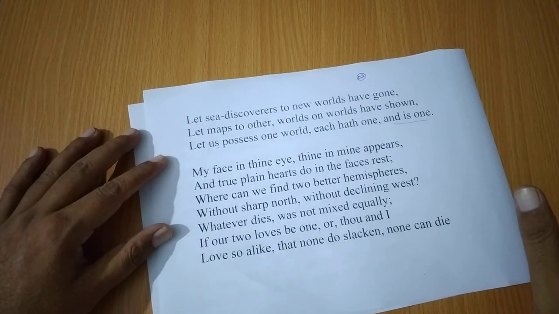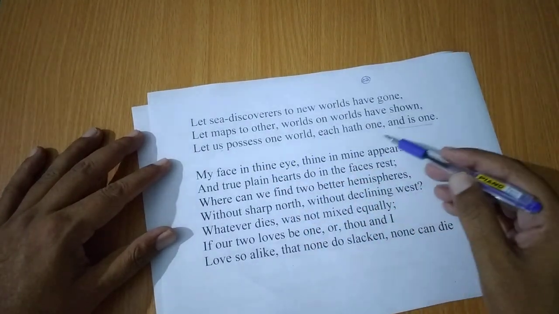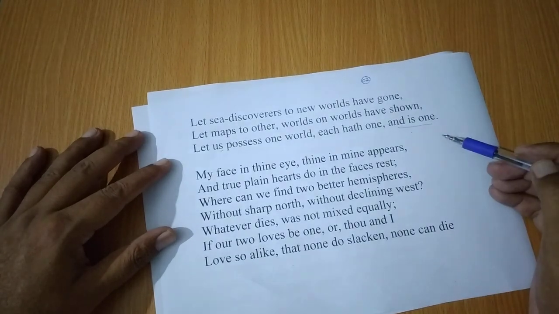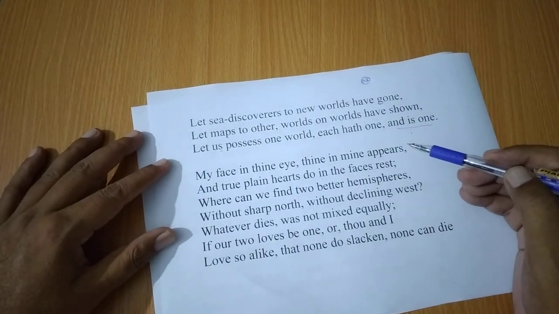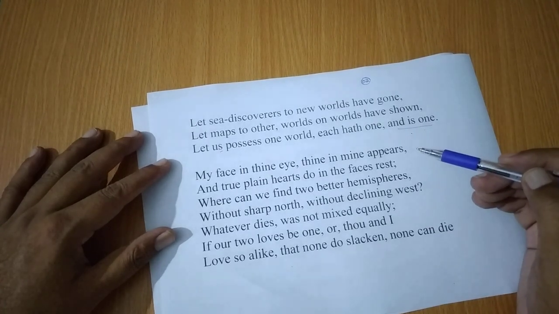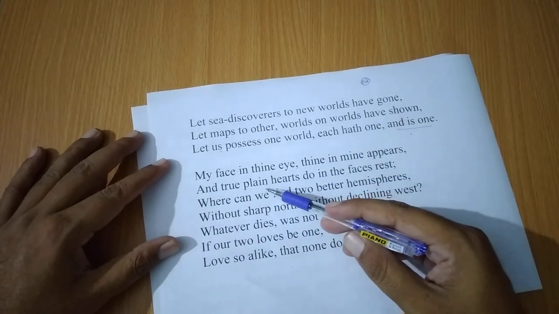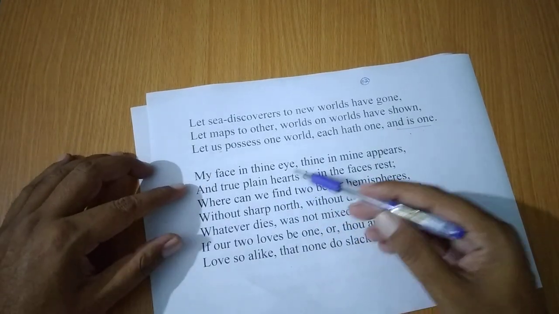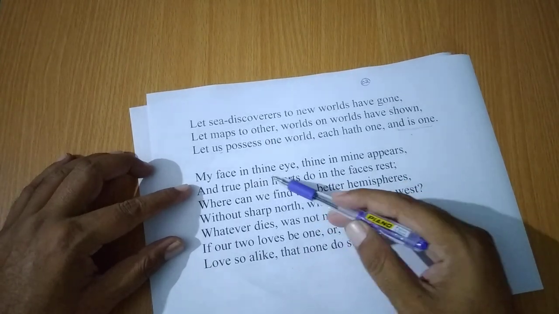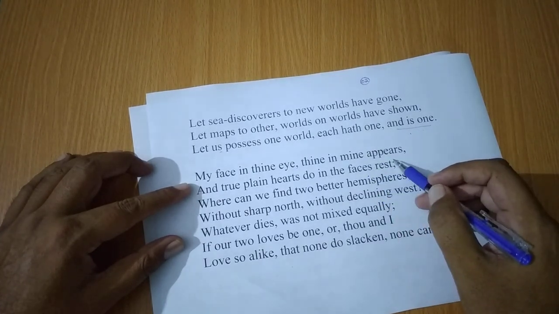But he is only interested in one thing, which is, let us possess one world, each hath one and is one. They want to be each other's world, and in this limited, small world there is no space for anyone else. My face in thine eye, yes, this is the world that they enjoy.